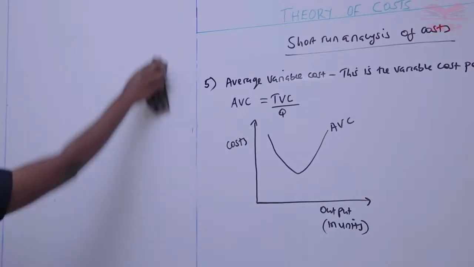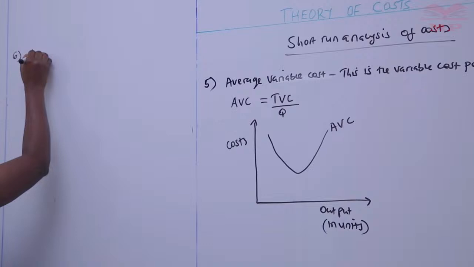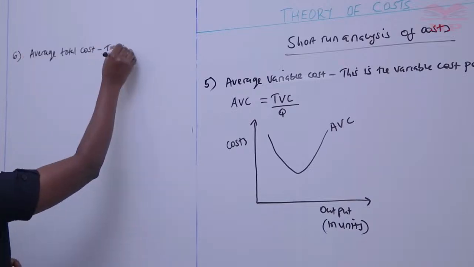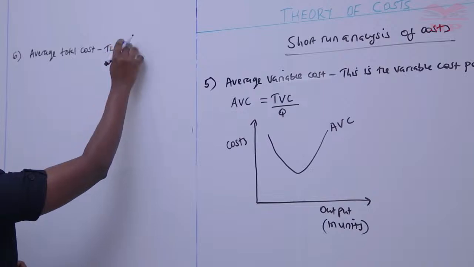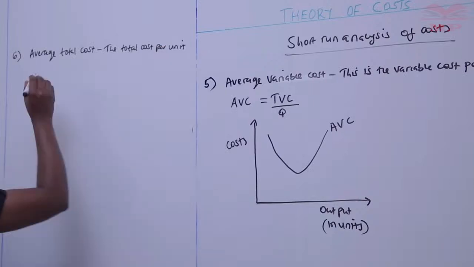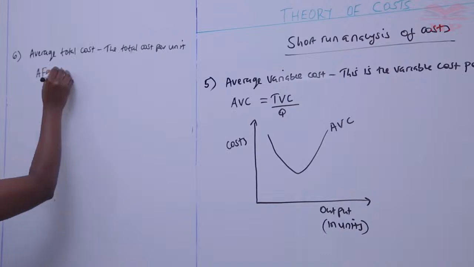Average total cost, this is our number 6. Average total cost is simply the total cost per unit, or is average fixed cost plus average variable cost.